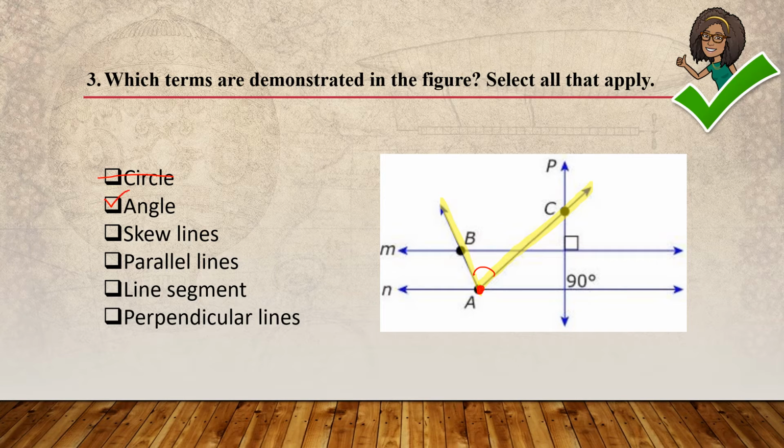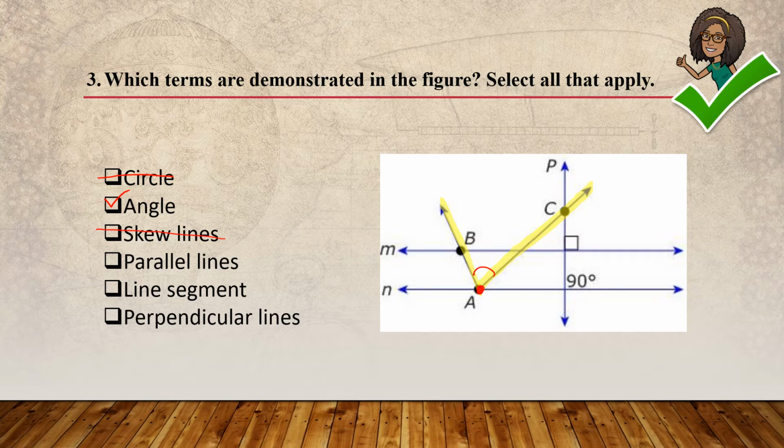There we go. So skew lines. Skew lines are just two lines that are not on the same plane, that never intersect and go in different directions. We don't have any lines that are not intersecting, and we don't have any lines going in opposite directions. So we're going to X that one out.